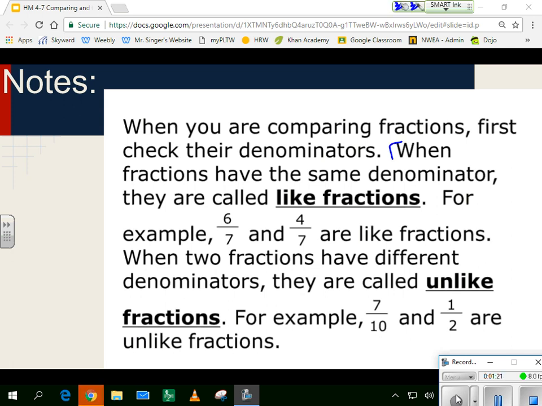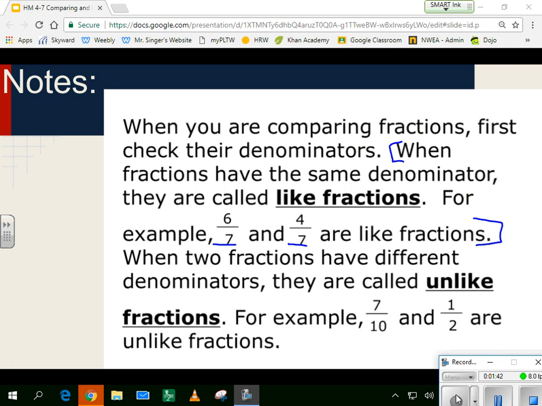So here is the first definition I want you to write down. And here it also gives you two like fractions. You can see 6/7 and 4/7. If you look at their denominator, they're the same. So it makes it real easy to be able to compare which one's bigger, because once the denominators are the same, all you got to look at is the numerator.